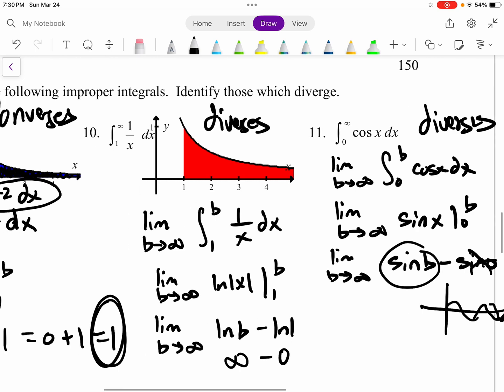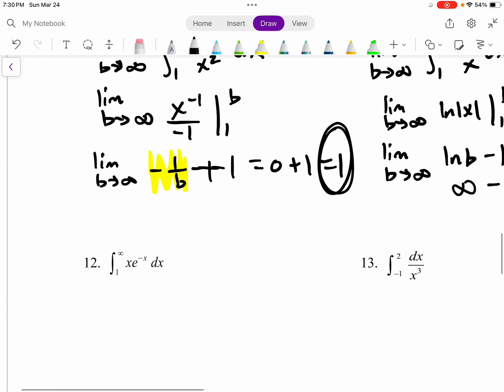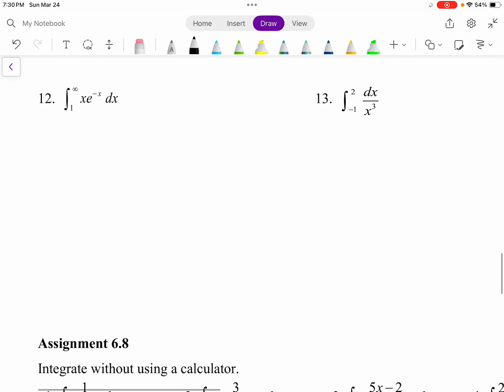Okay, you guys are going to love this next one. It's awesome. So we have the definite integral from 1 to infinity of x e to the negative x. Our first step's still the same: the limit as b approaches infinity of the integral from 1 to b of x e to the negative x dx.